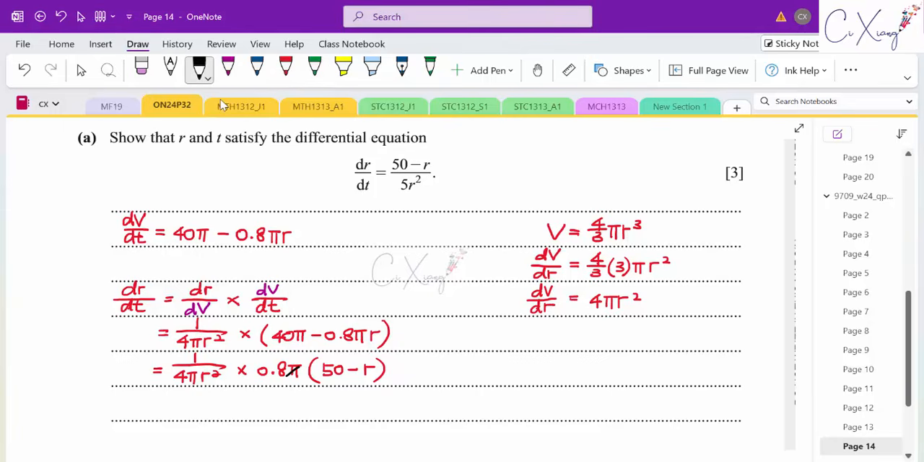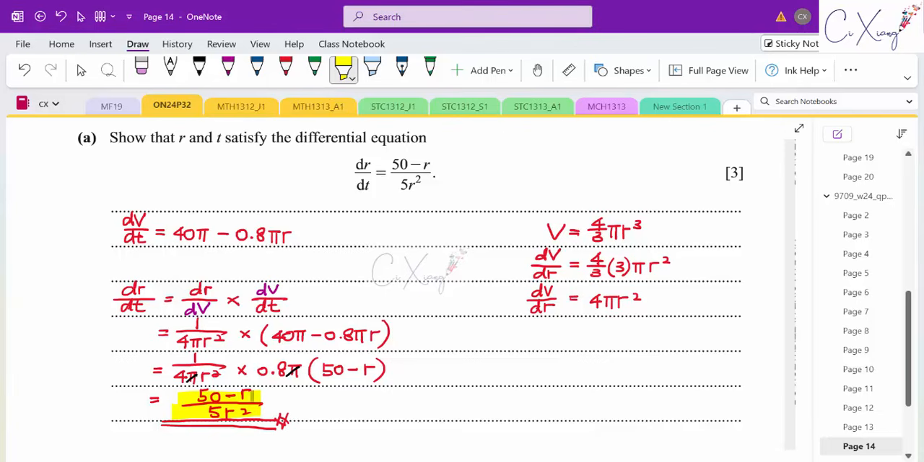So I think it's quite obvious now. The pi and pi can be simplified. You try to take 0.8 and divide by 4. So from there, I think you should get a 1 over 5. So simplify and rephrase everything, I'm having (50 minus r) divided by 5r squared. Okay, so this is how we get the differential equation that they want us to show.